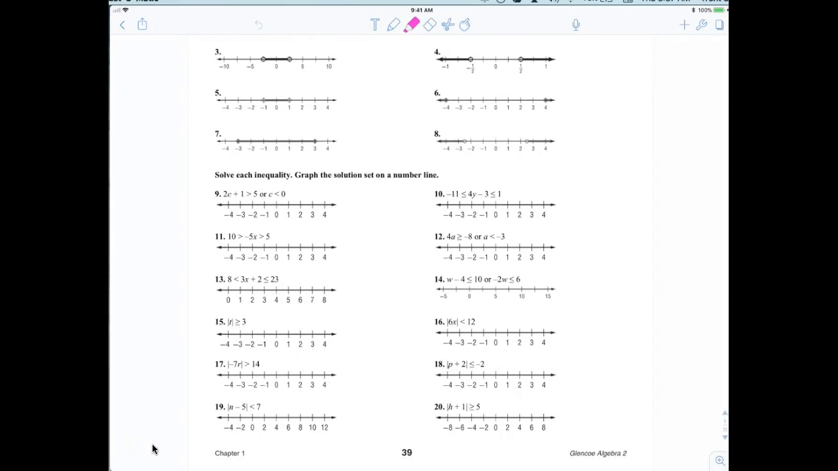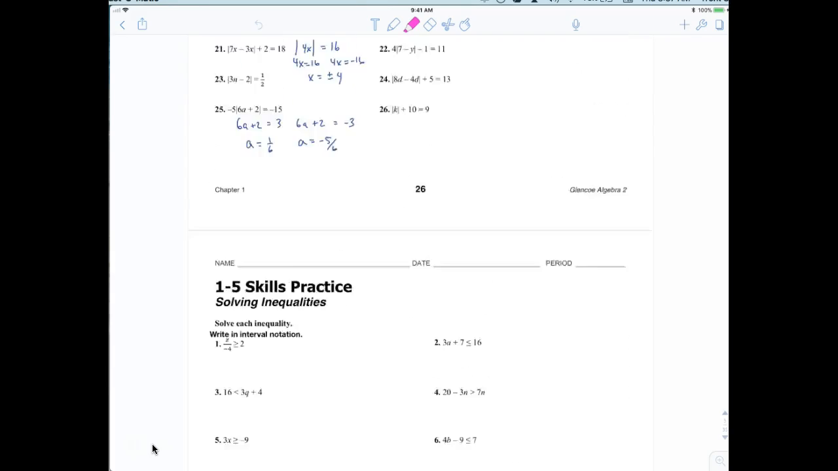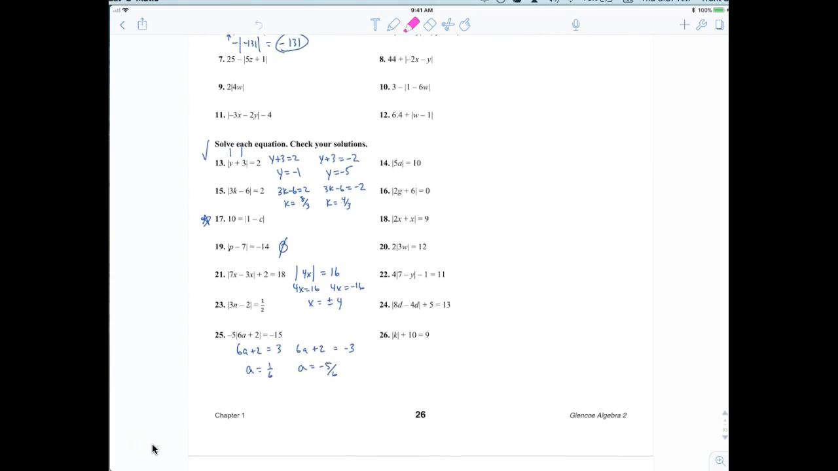Now, again, today I really just have to review with you some of the compound inequalities. But first, before we start, did anybody have any questions with 1-3 or 1-4 that I need to review? Yes, good for you, Rick.